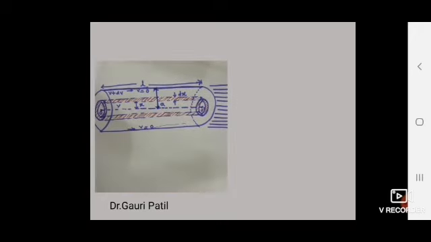So students, what happens? The cross section of the capillary tube is uniform and the difference of pressure between its ends is constant. Now imagine a concentric cylindrical layer or shell of the liquid of radius x flowing through the capillary tube. Here, what happens?